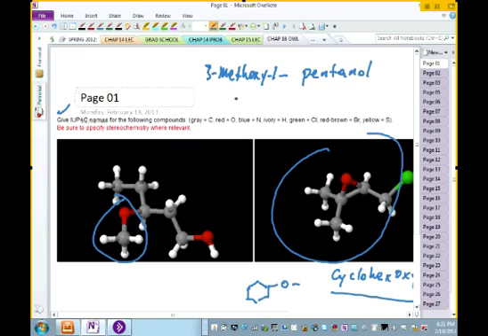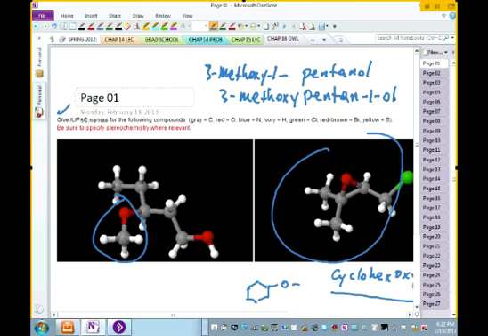1-pentanol. Or you could write, you could say it's 3-methoxypenta-1-ol. You could do that also, okay?